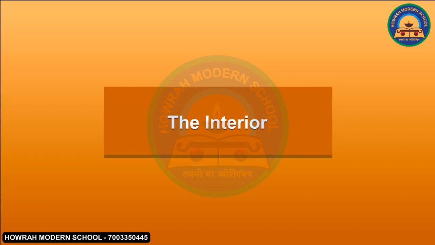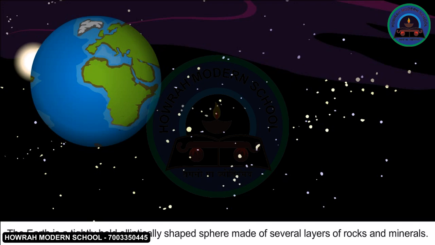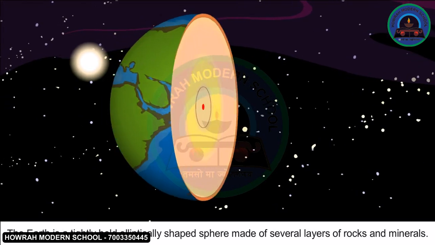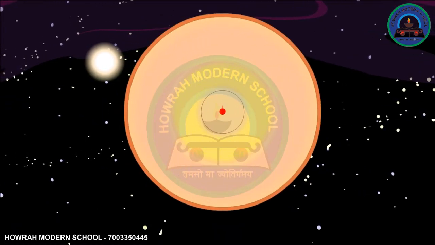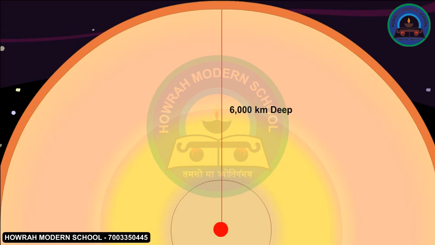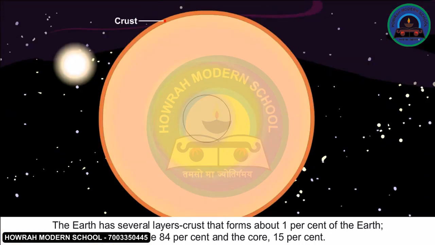The interior. The Earth is a tightly held, elliptically shaped sphere made of several layers of rocks and minerals. The radius of the Earth is about 6,371 km. The center of the Earth is almost 6,000 km deep from the ocean floor and is unreachable. The Earth has several layers: the crust, which forms about 1% of the Earth, the mantle 84%, and the core 15%.